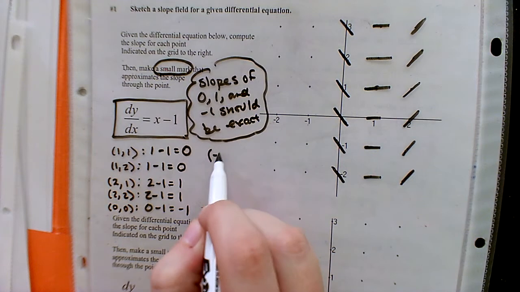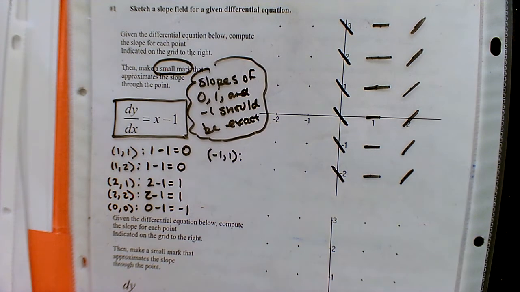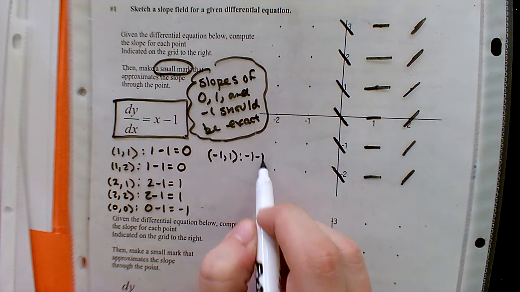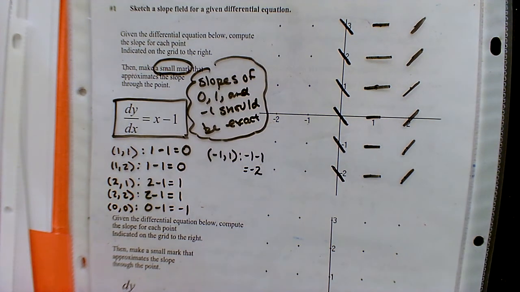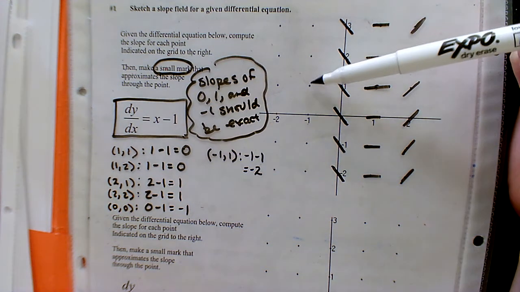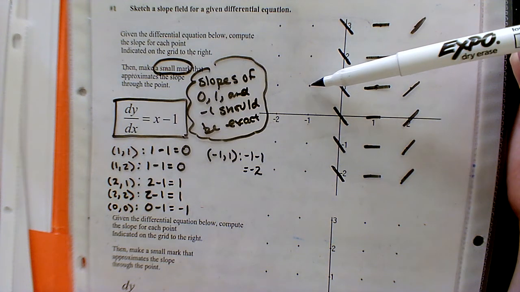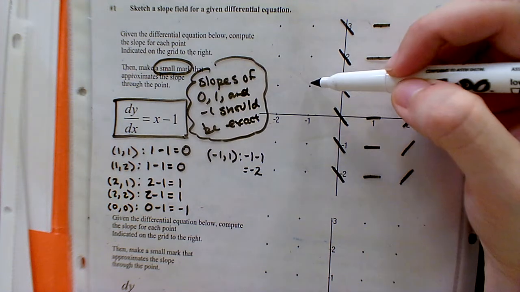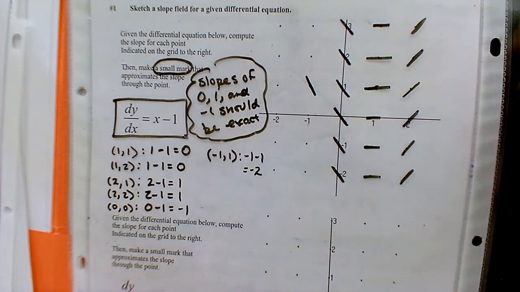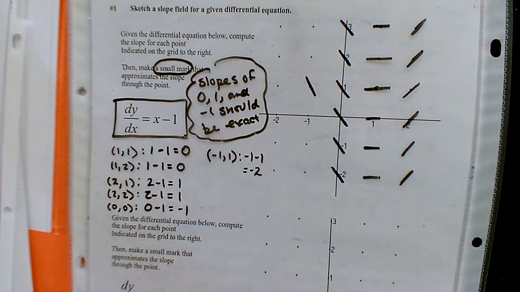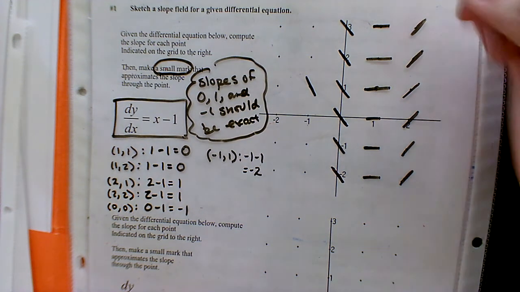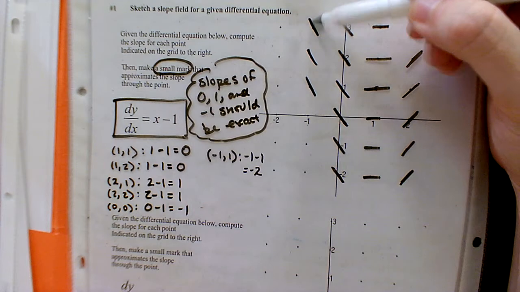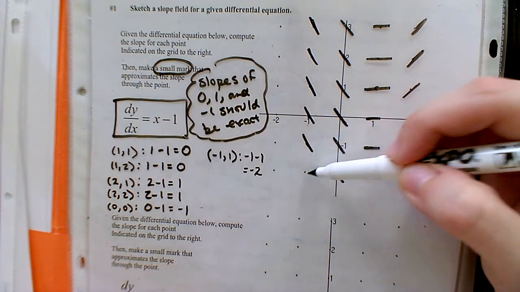Let's pick another point, maybe negative 1, 1. We plug in negative 1 for x, we get negative 2. All right, so this one's not one of the special ones we have to draw exactly. It should be relatively close to what the slope should be. So at that point, we need a slope of negative 2, which is steeper than the negative 1s that we drew previously. So this should be a little bit steeper than the 45-degree angles that we drew in the previous column. Very similarly, all of these would have slopes of negative 2 as well.